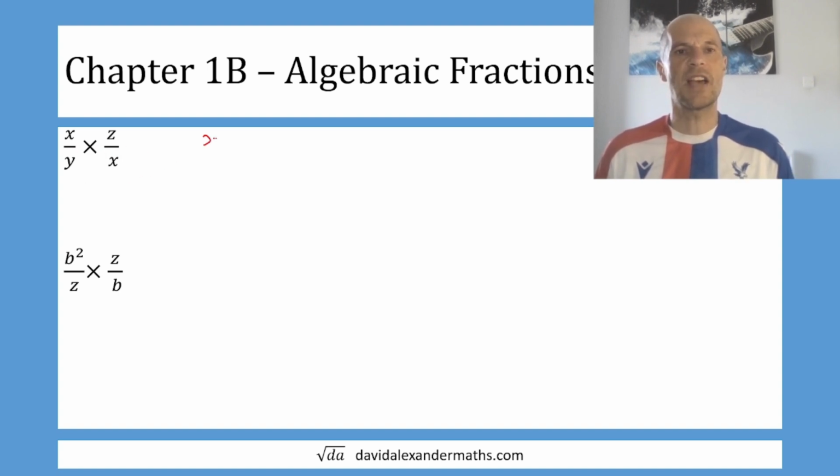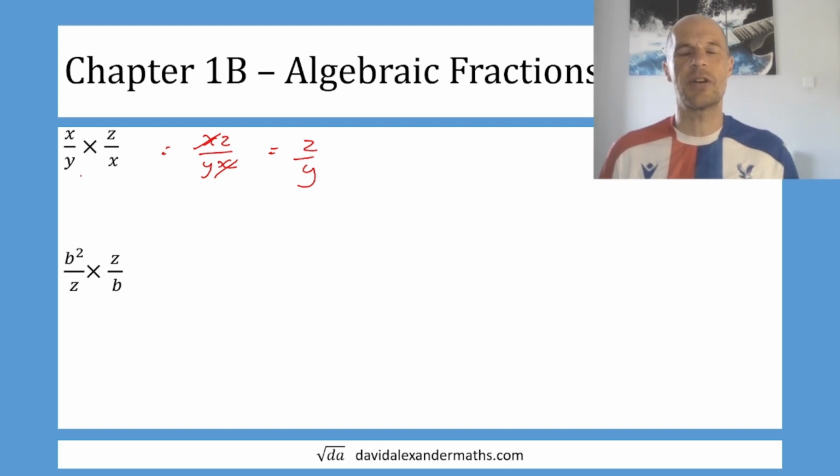So what we have is xz over yx. And we've got an x on the top and the bottom, so they cancel out, just leaving us with z over y. Now, I get a little bit frustrated with the students that I tutor that do what I've just shown you. A lot of students don't appreciate or are slow to recognise that when you're multiplying, you can do the simplifying before you multiply the fractions.